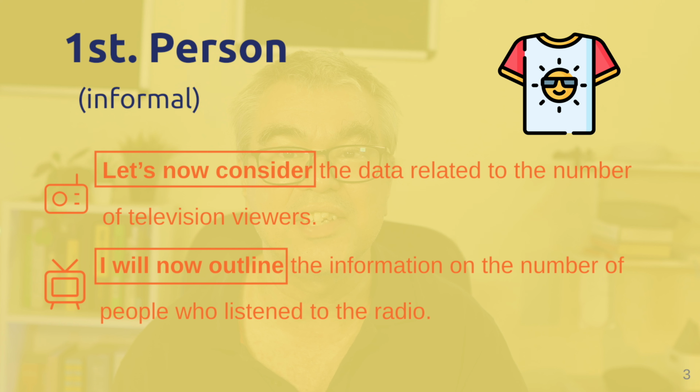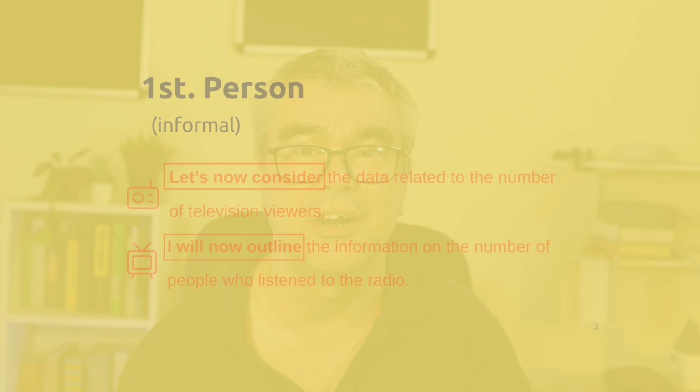You can also write it in a more informal style. This is where you use the active voice. And here are a couple of examples. Let's now consider the data for the number of television viewers. I will now outline the information on the number of people who listened to the radio.